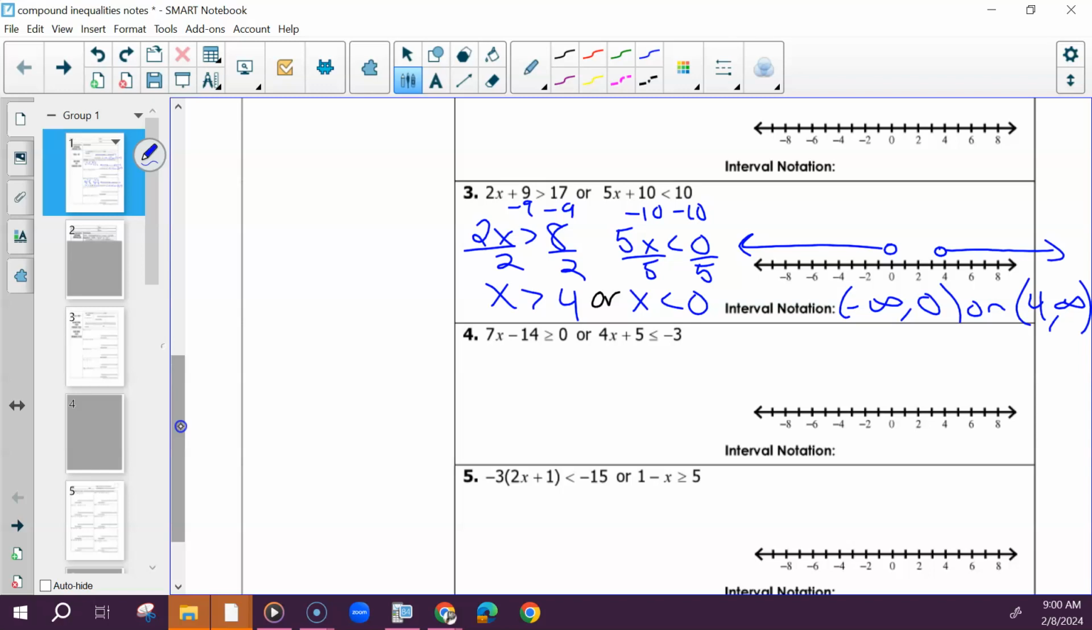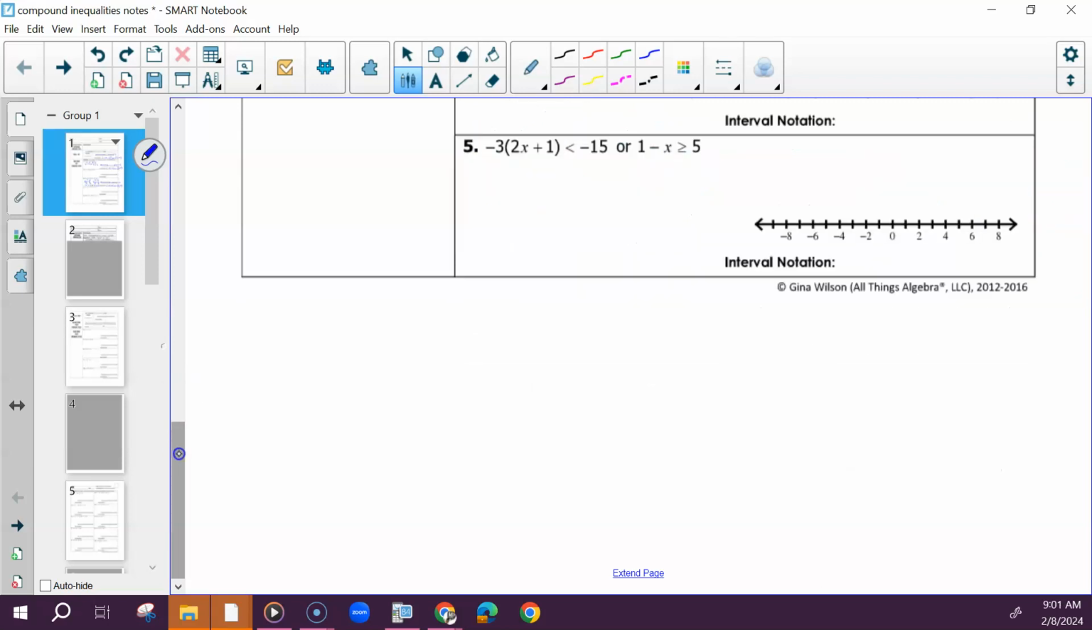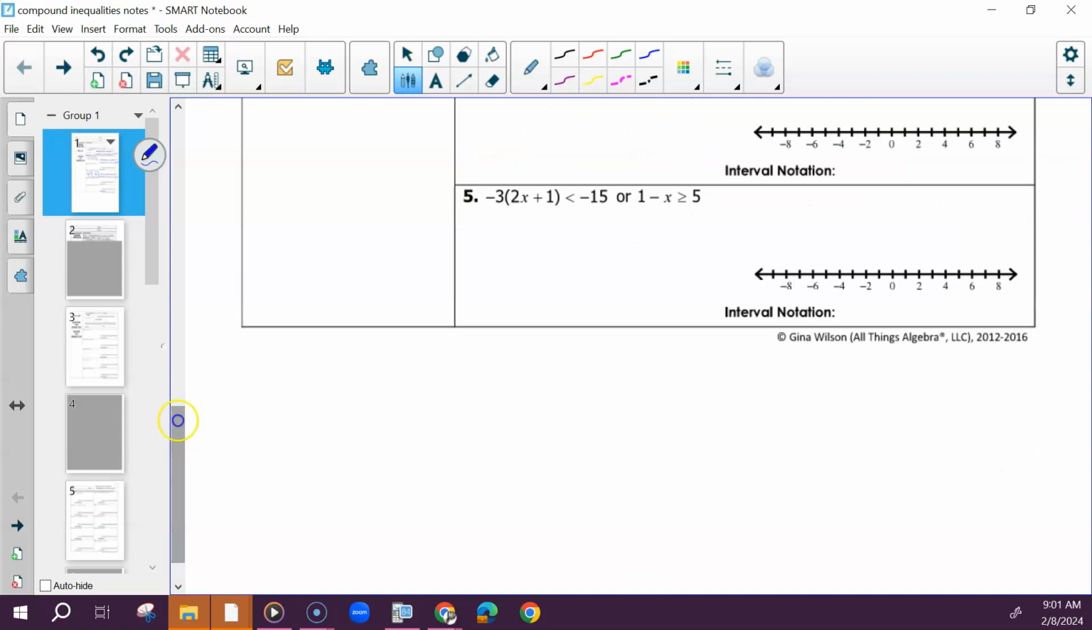Okay, let's skip 4 and do 5. With this first one, we could either distribute or divide both sides by -3. Which one would we rather? If you did divide, you would have to change the sign right away instead of later. We have -6x minus 3 is less than -15. Get rid of 3 by adding. And divide both sides by -6. The sign is changing, and this number becomes positive.